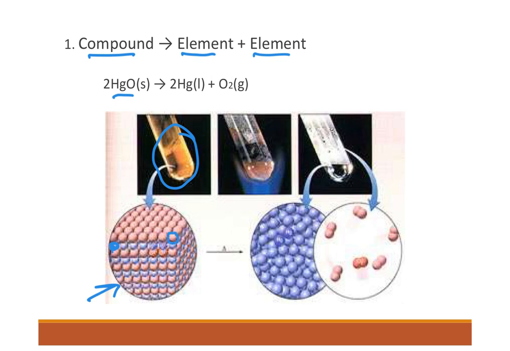If heat is applied, so here's energy going in to start this decomposition reaction. At the end of the reaction, you can see the pure mercury, a silvery substance, there in the bottom of the test tube. And of course, the oxygen, being a gas, is just going to leave out of the top of the test tube.